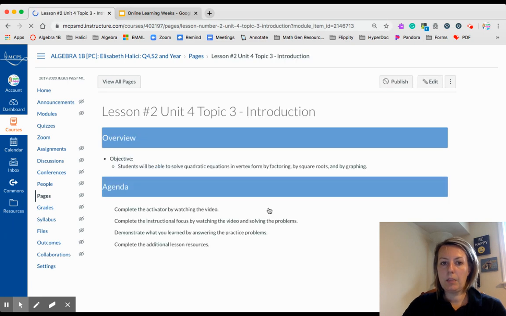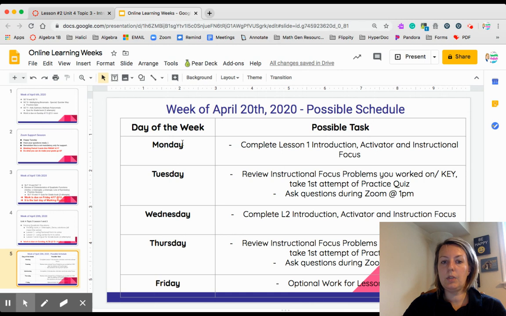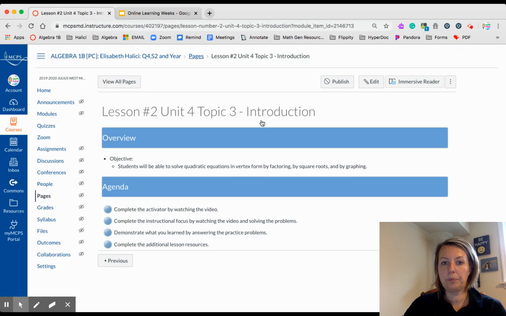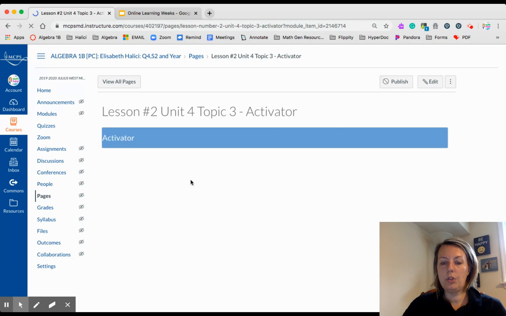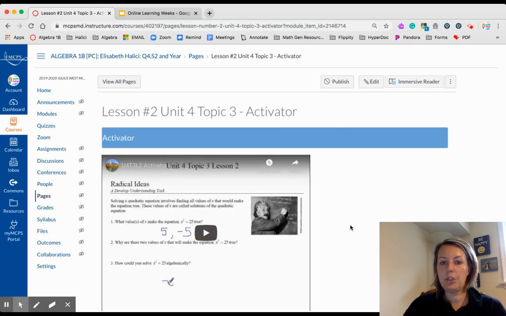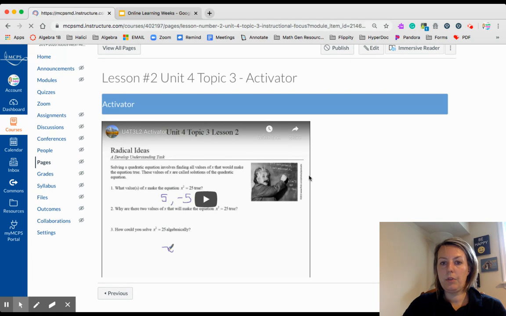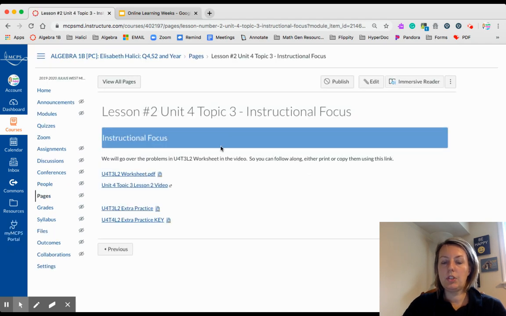On our next part, here we are starting lesson 2. Again, you see the introduction. I've talked to you previously about your pacing. Let's say you did this on Monday and Tuesday. Then on Wednesday, you could start your lesson 2. Lesson 2 is right here, your introduction. You can then move on to your activator, which is again a really short video on some previous information. And here goes the instructional focus again. You have the worksheet right here and then the video, which is another video with Mr. Ware this week. And then here are some extra practice pages and the key for the extra practice.